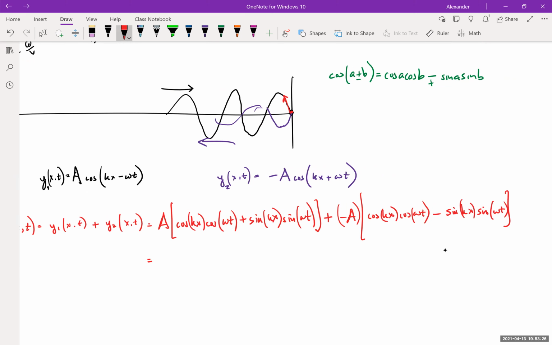I think this term and this term are going to cancel because one of them is multiplied by a, one of them is multiplied by negative a. And I think this term and this term are going to add because the negative sign is going to be multiplied by the negative a. So I think we're going to end up with a sine kx sine omega t.